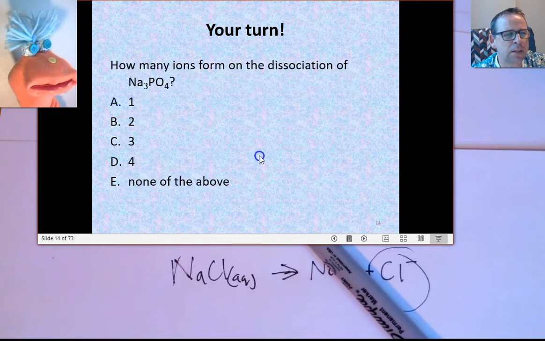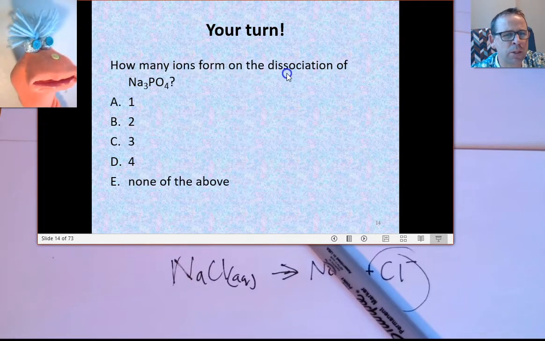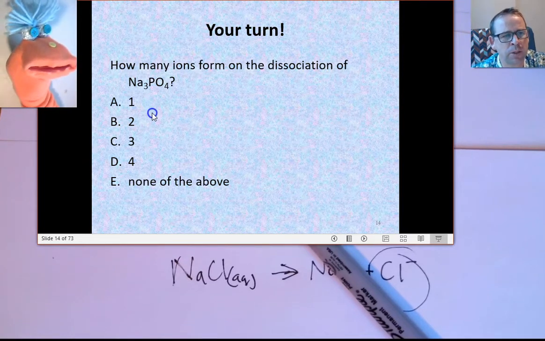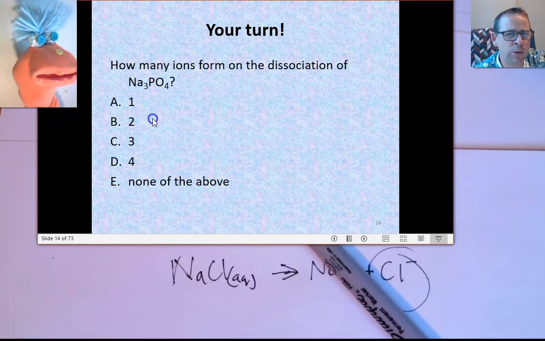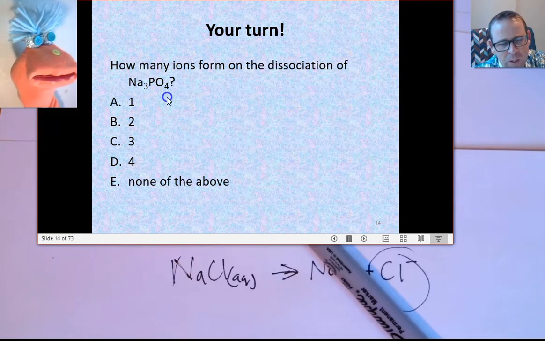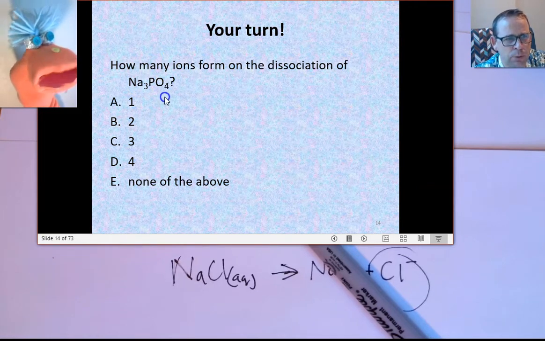Okay, next. How many ions form on the dissociation of this compound? What's the name of this compound? Sodium phosphate. Very good. Sodium phosphate. And when I ask you folks at home, or when I ask Fred, what's the name of this compound, make sure you can tell me the name of that compound, okay? How many ions, Fred? Just two, sodium ions and phosphate ions.